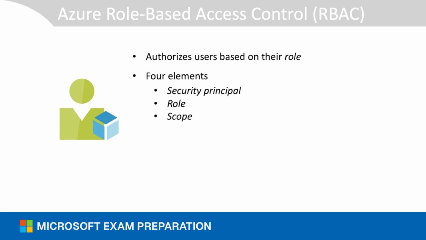The third element is scope, and this defines the level at which the role is applied. So for example, if the scope is a resource group, the role applies to all resources in the resource group. And the fourth and final element is role assignments. Roles are assigned to a security principal at a particular scope, and that's what ultimately defines the level of access for the security principal.